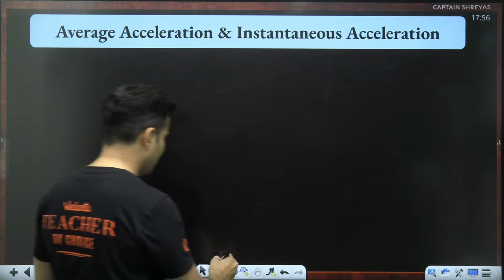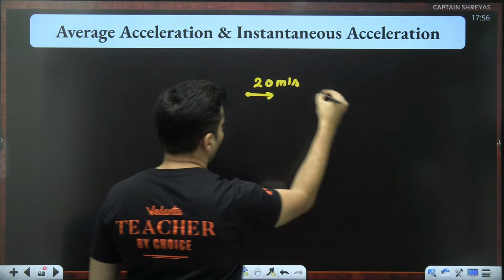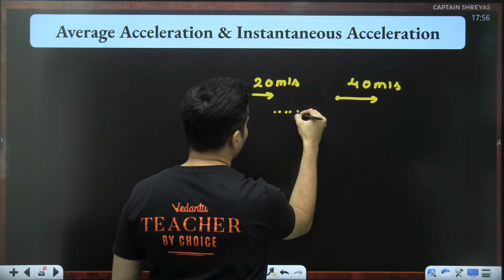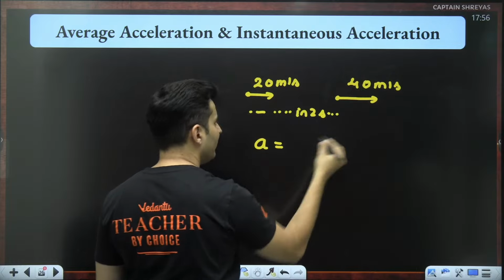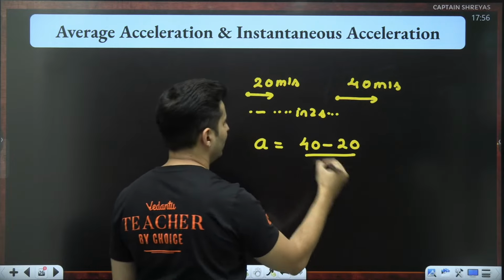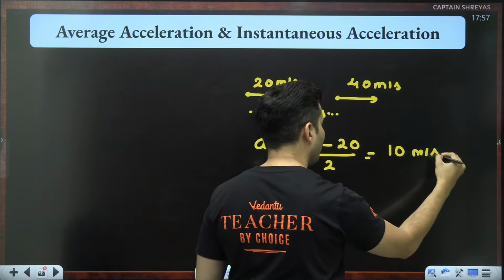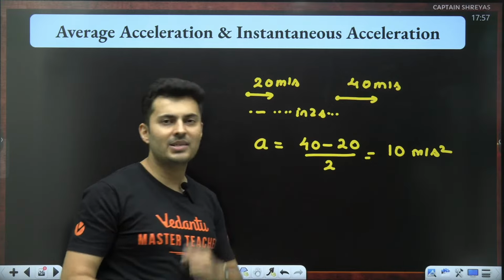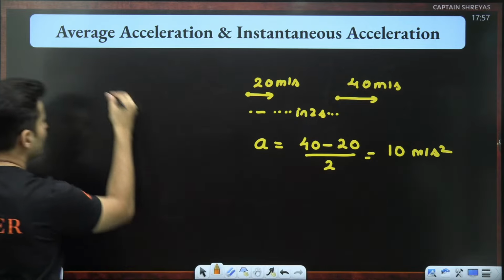Let's take some examples to understand this. Say I was going with a speed of 20 meters per second, and now I moved to 40 meters per second, and all of this happened in 2 seconds. So my acceleration will be change in velocity, final 40 minus initial 20, upon the time, which is 2. 40 minus 20 is 20, 20 by 2 is 10. So this is 10 meters per second square, because the numerator has meters per second and the denominator has per second. That is the acceleration.